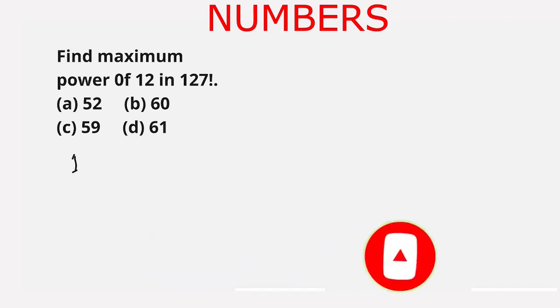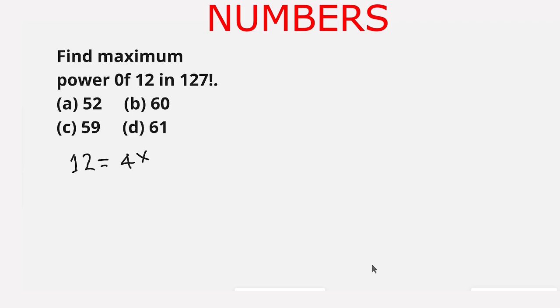As 12 is not a prime number, we factorize 12 into prime factors, and this will be 4 multiplied by 3 or 2 to the power 2 multiplied by 3. Now what should we do? Should we find the maximum power of 3 or maximum power of 4? To find the maximum power of 12, we will learn this from the solution.